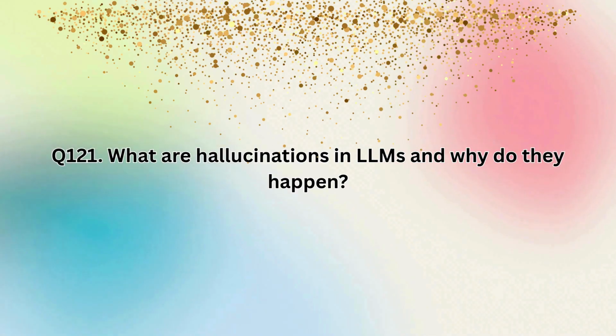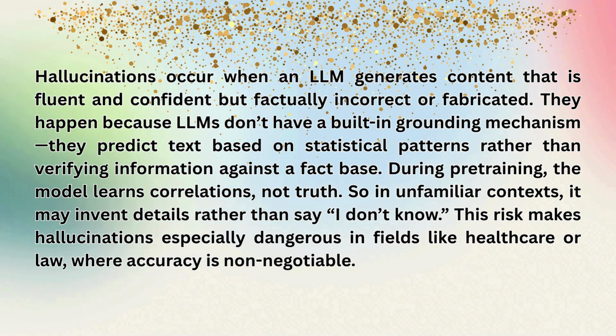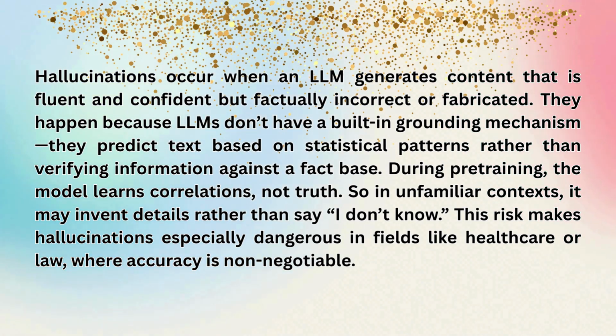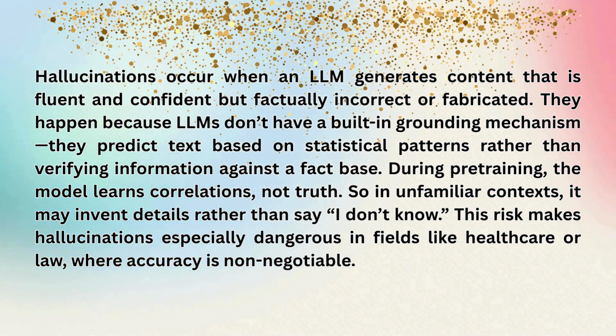What are hallucinations in LLMs and why do they happen? Hallucinations occur when an LLM generates content that is fluent and confident, but factually incorrect or fabricated. They happen because LLMs don't have a built-in grounding mechanism. They predict text based on statistical patterns, rather than verifying information against a fact base. During pre-training, the model learns correlations, not truth.